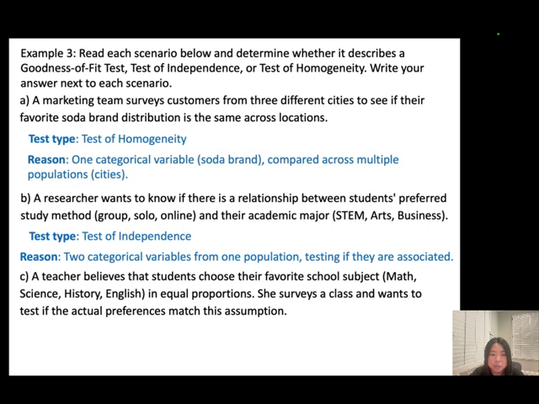Last one, a teacher believes that students choose their favorite school subject, math, science, history, English, in equal proportions. So surveys a class and wants to test if the actual preferences match this assumption. So they do have one sample, okay, the students, and then they only have one variable, talking about the school subject. So this is going to be the goodness of fit test.